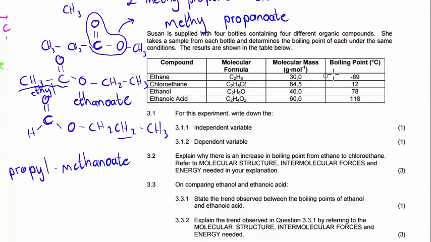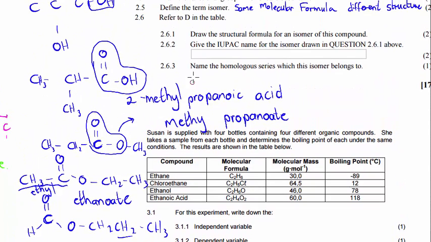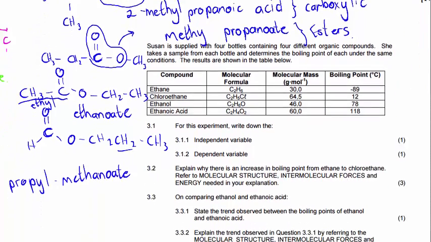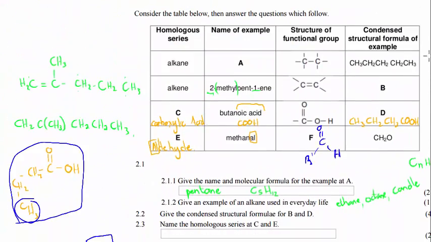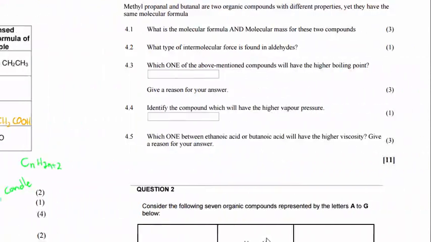Okay? That's fine. The next question there was, name the homologous series to which this isomer belonged. So for our first one, it was carboxylic acid. And if you had any of the others as an answer, it would have been esters. Okay, let me just get to the next exam question, then I'll get back to that question.